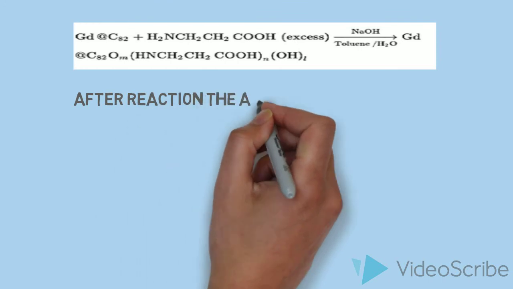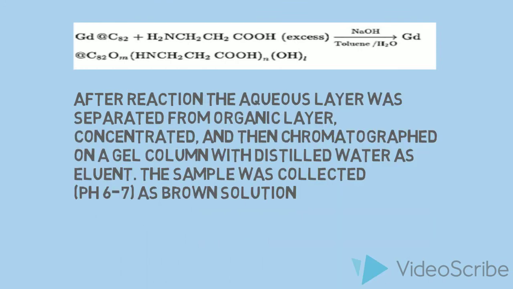Below is the reaction of gadolinium C82 with beta-alanine. After the reaction, the aqueous layer was separated from the organic layer, concentrated, and then chromatographed on a gel column with distilled water as eluent. The sample was collected at pH 6 to 7 as a brown solution.